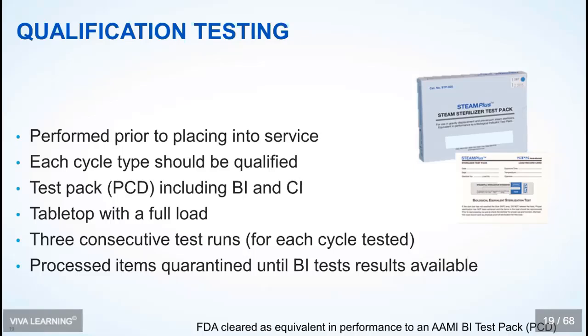If you're running only one cycle, a wrapped cycle, you would need 3 PCDs. If you're running both an unwrapped and a wrapped cycle, you would need 6 PCDs. The recommendation is to wait to use the processed items until the BI tests are available. So again, right now our CDC dental guidelines do not mention qualification testing, but it would be something to look into and be ready for.